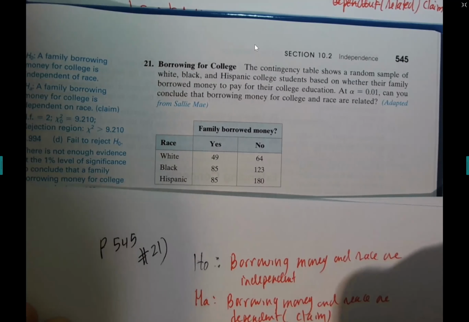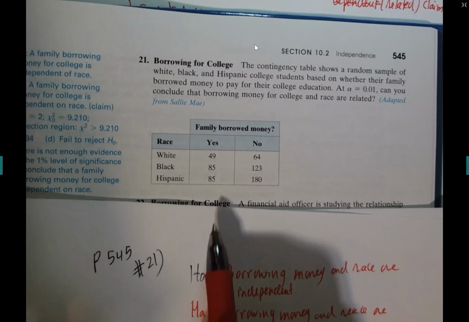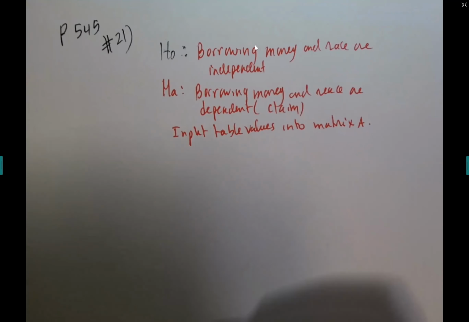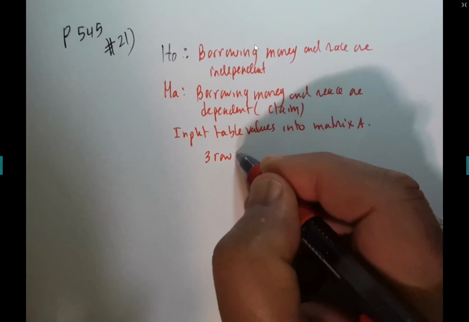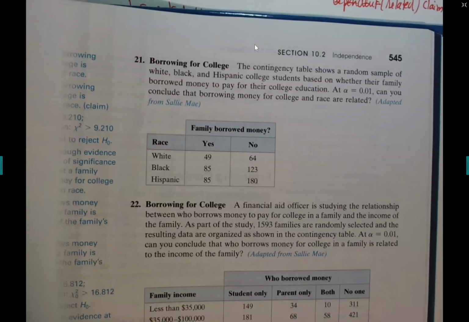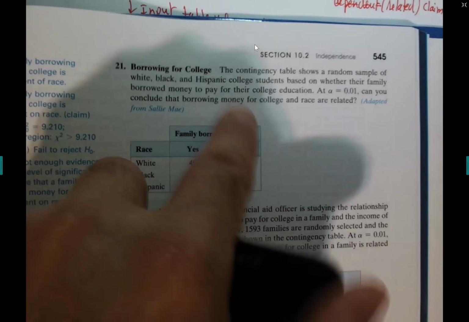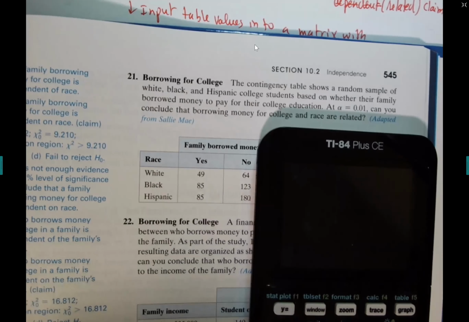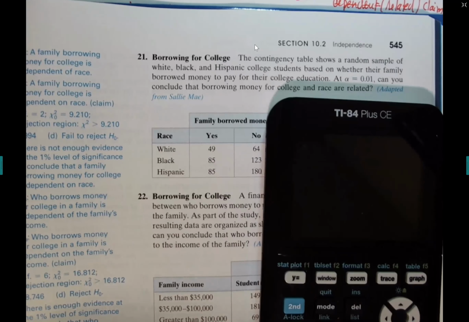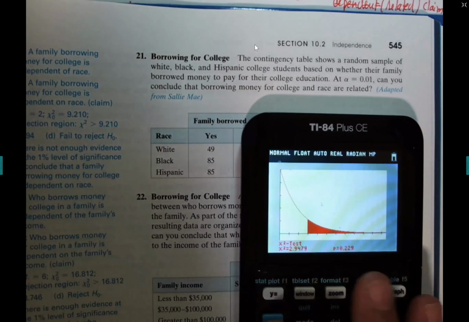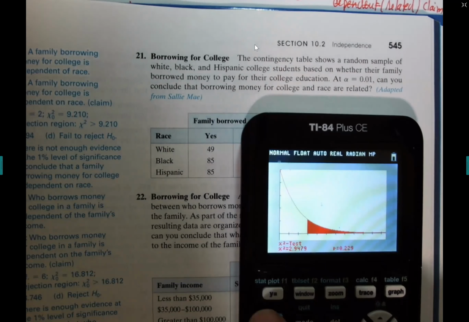Okay, so we're going to input table values into matrix A. What is the matrix here? I have 3 rows and 2 columns. Okay, let's do that first. And tomorrow when we review for the final exam, through the review exercises, I'll show you how to use StatCrunch for this. I won't have time to do it today, but you have the instructions in the sheet, and I will demo that tomorrow.